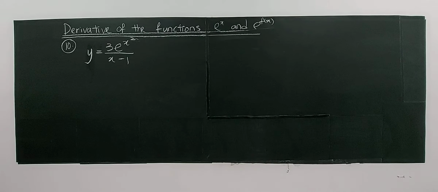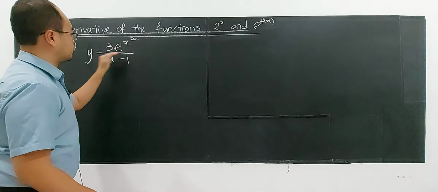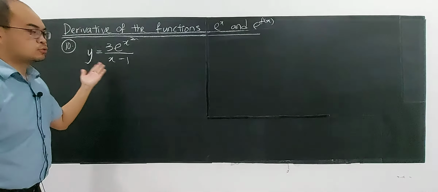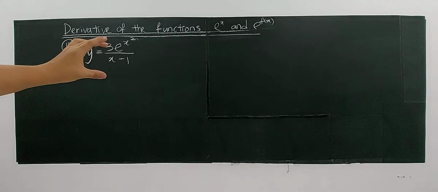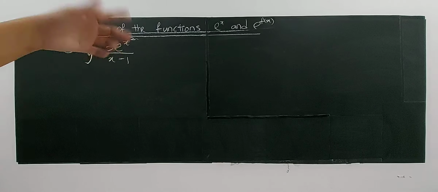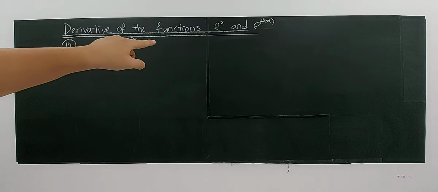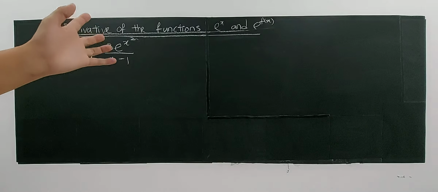Alright, this will be the following example. You have y equals 3e^(x²) divided by x minus 1. So what is the rule that's suitable for this? Is it product rule? Is it chain rule? Is there any chain rule here? So yes, maybe. If there is a power, probably you apply the composite function. This is actually also a composite function.